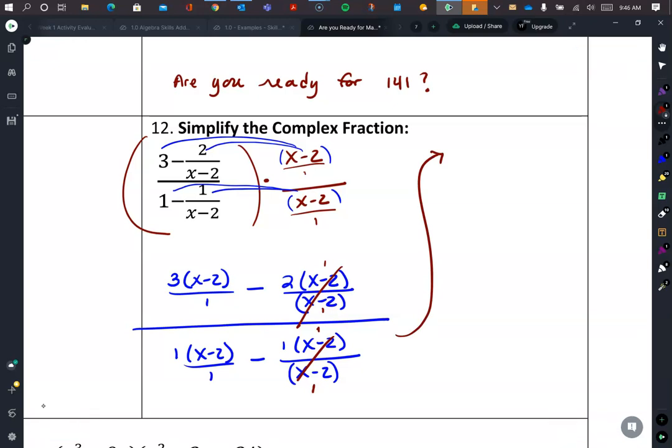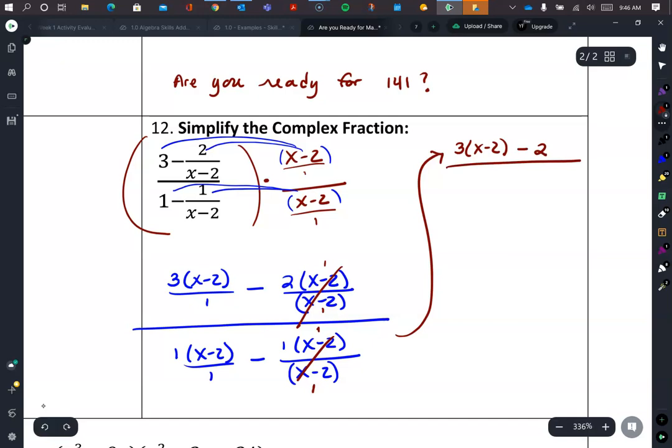And so I'm left with 3 times x minus 2 minus just the 2 in the numerator, because the other denominators here are 1 in that top portion. Now here I have 1 times x minus 2, so that's just x minus 2. I can remove my parentheses, and then I'm subtracting 1. Don't forget that minus 1.